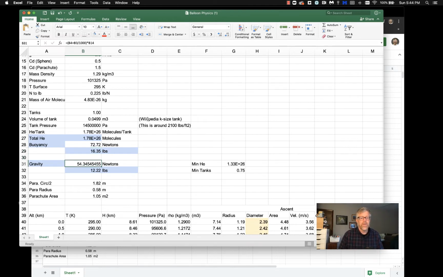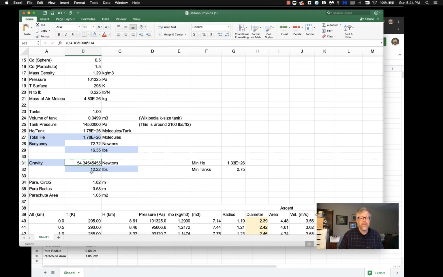All right, and then gravity is just basically the mass of the balloon plus the mass of the payload multiplied by gravity. That's 54 newtons, or about 12 pounds. So you can see, you compare these two numbers, the 72 newtons and the 54 newtons, and the buoyancy is larger than the gravity, so it's going to rise.